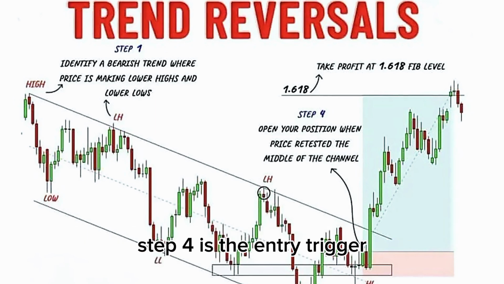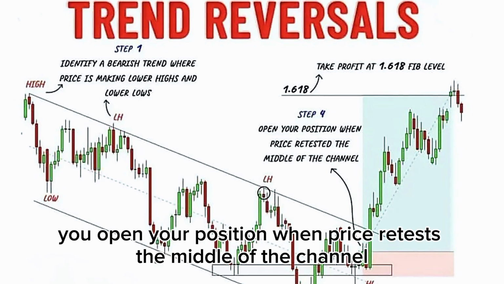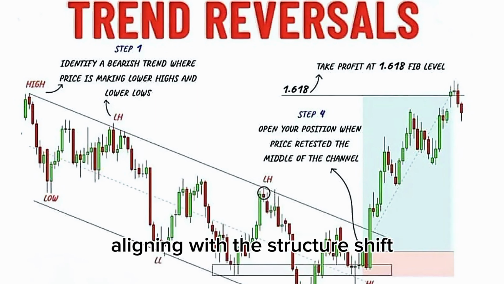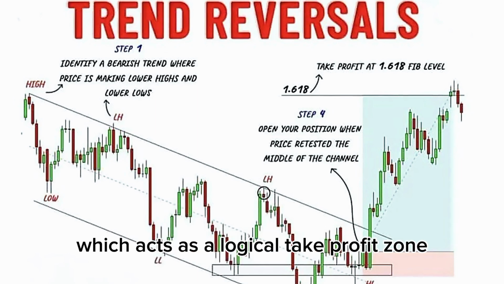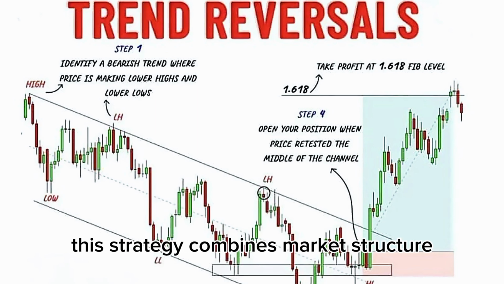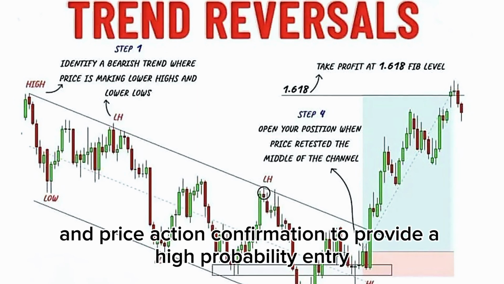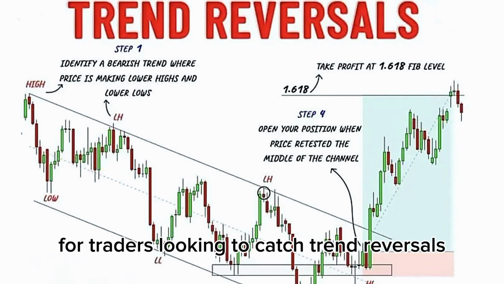Step 4 is the entry trigger. You open your position when price retests the middle of the channel, aligning with the structure shift. Finally, the target is set at the 1.618 Fibonacci extension level, which acts as a logical take-profit zone. This strategy combines market structure, Fibonacci analysis, and price action confirmation to provide a high-probability entry for traders looking to catch trend reversals.